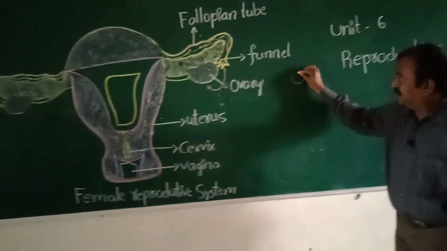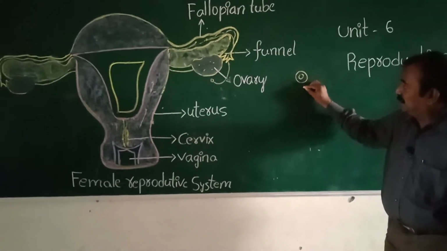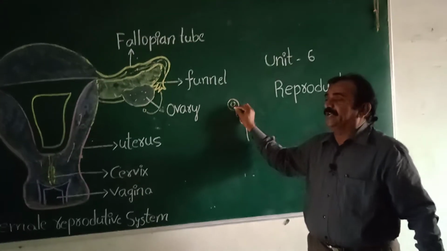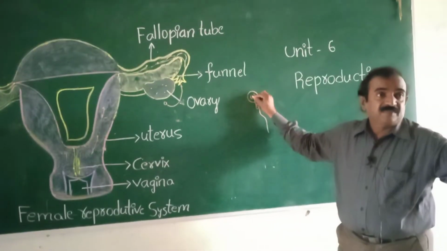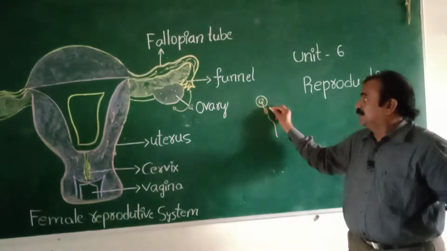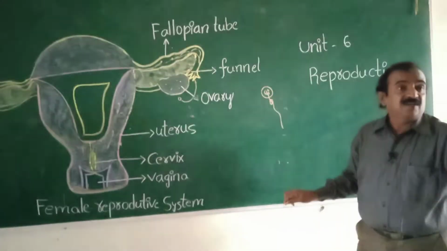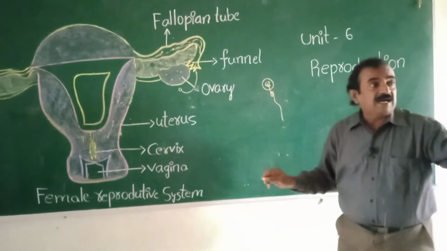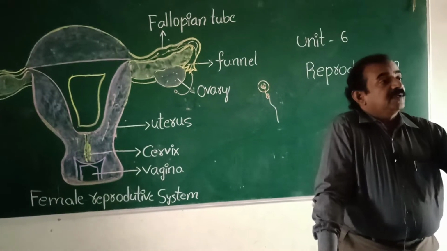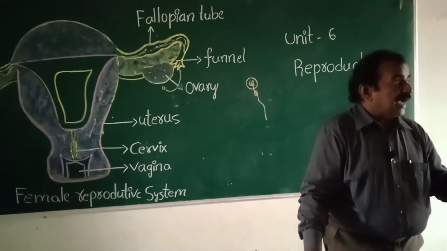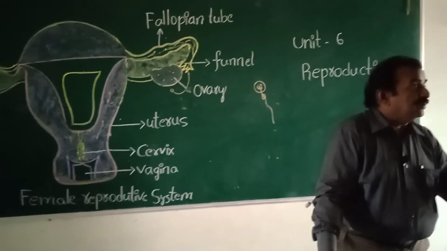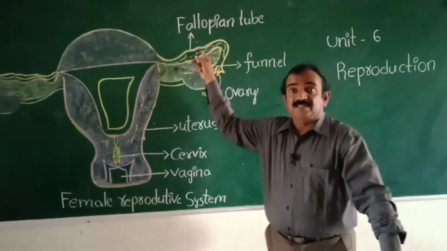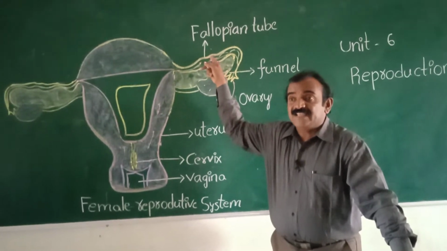So this is the egg, it has a nucleus, and this is a sperm. The sperm has an acrosome, and this acrosome is useful to penetrate into the ovum. Finally this nucleus and this nucleus both fuse. Fusion takes place, and after fertilization the ovum develops into a zygote. Here fertilization takes place, and here the zygote is formed.